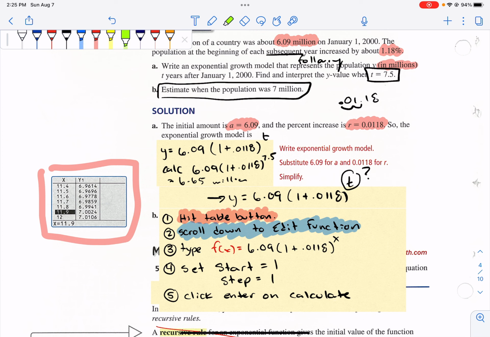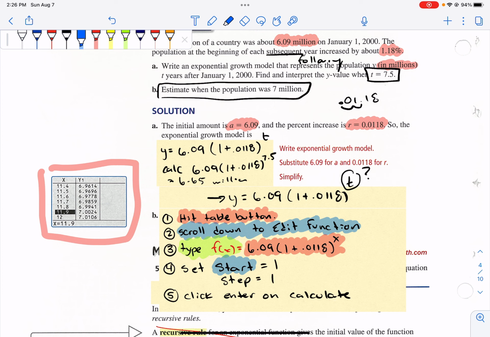All right. Step 3, you are going to type, actually f of x is already there. The part that you're going to type is this part right here. 6.09 parenthesis 1 plus 0.0118 raised to the x. That looks familiar, right? Yes, that's your function. Then you're going to hit enter, and you're going to go down, and it's going to make a table for you, but it's going to ask you, where do you want to start and how much do you want? Like when it says step, it means, do you want to count up by ones? Do you want to start at 1 and go 1, 2, 3, 4, 5, 6?